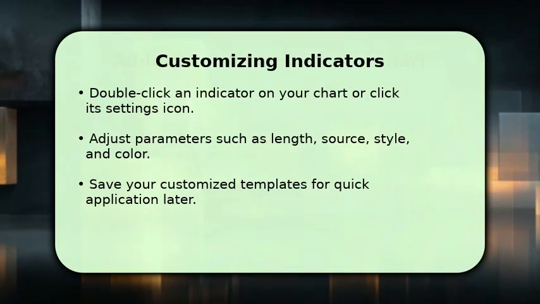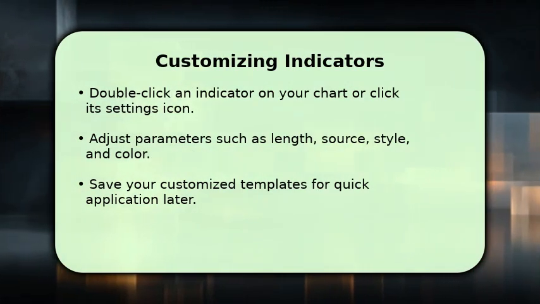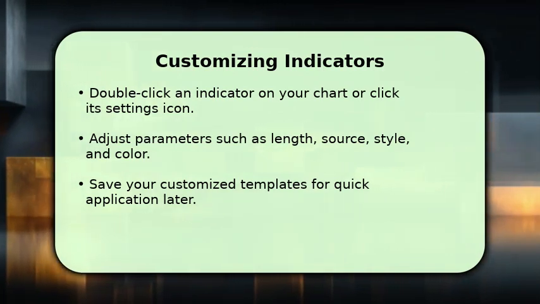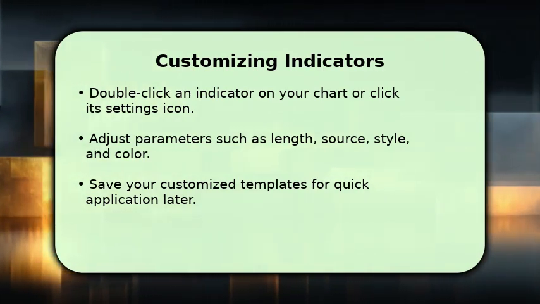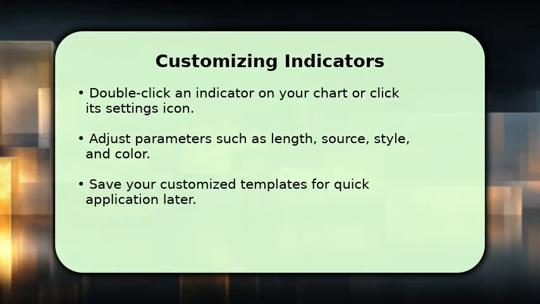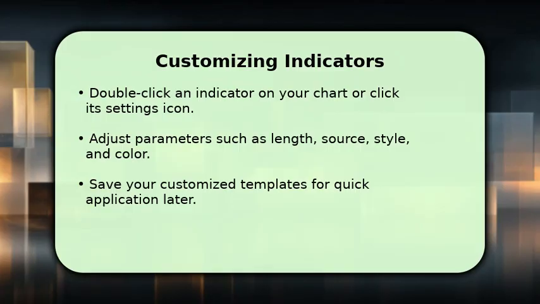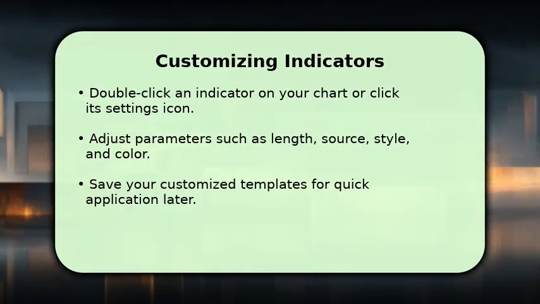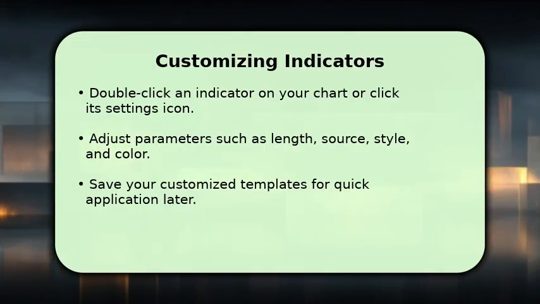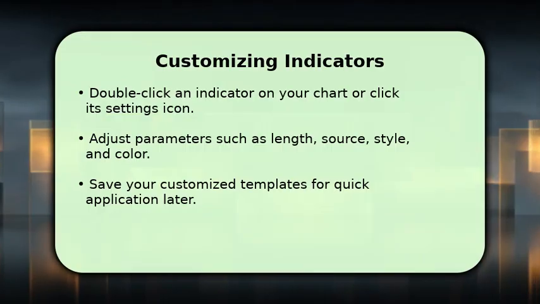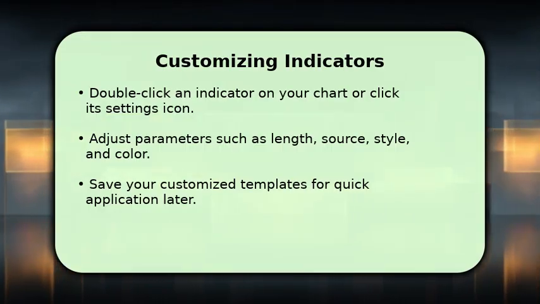Once an indicator is on your chart, you will likely want to customize its settings to fit your specific trading approach. You can access these options by either double-clicking the indicator directly on the chart or by clicking the small gear icon that appears next to its name. Here, you can modify various parameters, including the indicator's length, its input source, and even its visual style and color. Remember to save your preferred settings as a template for future use.